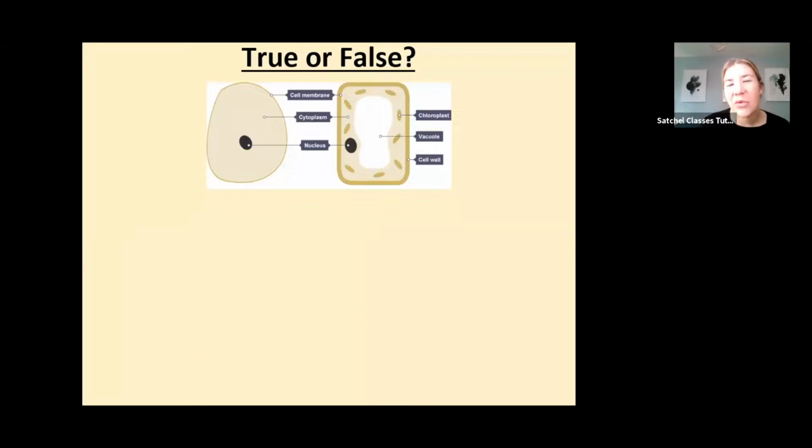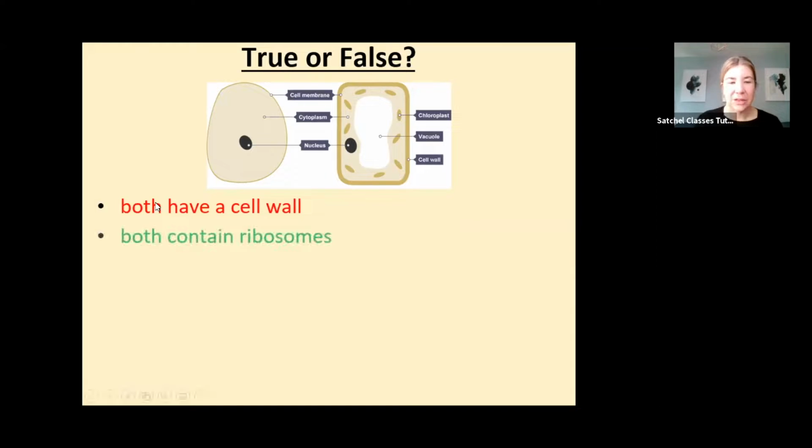Okay, this is just a recap. This is a very basic diagram for animal cells and plant cells, so this might help. Both have a cell wall is false. Animal cells do not have a cell wall. Both contain ribosomes is true.